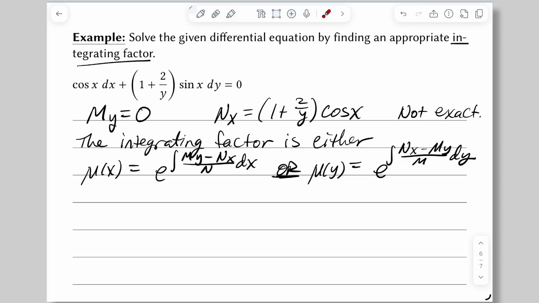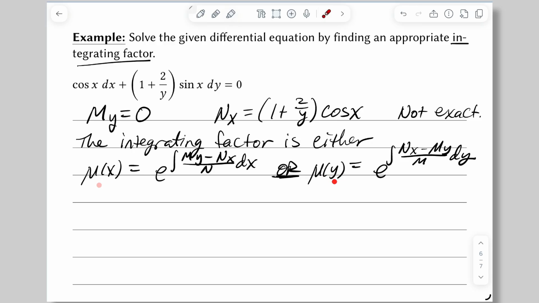The other would be, how do I know whether mu is a function of x or mu is a function of y? The answer is, if we find My minus Nx divided by N, and that whole thing turns out only to contain x's, it's a function of x, then we have mu as a function of x. If we have Nx minus My divided by M, and that entire expression only contains y's, or constants, but if it's only a function of y, then we have mu, which is a function of y.